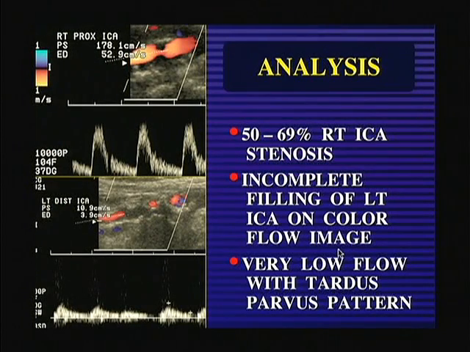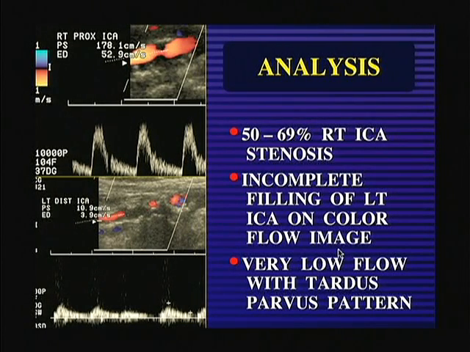So let's analyze the case. The right side I thought was pretty straightforward. We saw narrowing, a velocity of 178. That's consistent with a 50 to 69% right internal carotid artery stenosis. On the left side, we saw incomplete filling of the left internal on the color flow image. Very low flow with a tardus waveform. The tardus waveform is telling us that it's not a distal lesion, that the lesion is either missed or it's at that location. So what do we think is going on?